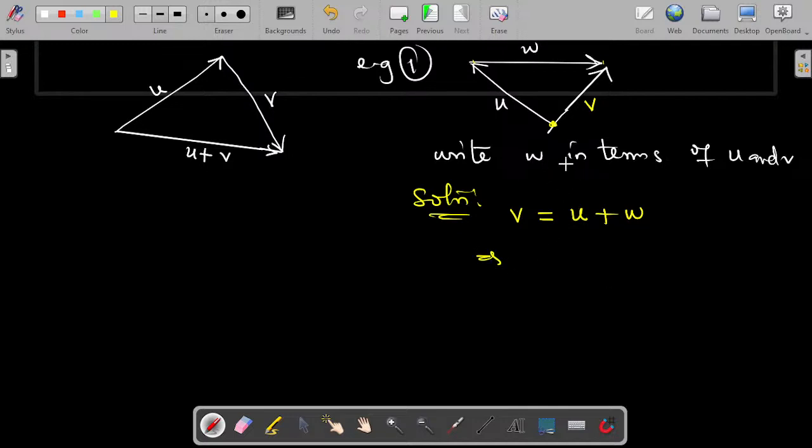So they just said you should write w in terms of u and v. In terms means you should make w the subject. So my w is equal to v minus u, if you take u to this side, and this is your answer. I don't know if you understood what I said there. Okay, so I can see some of the responses.